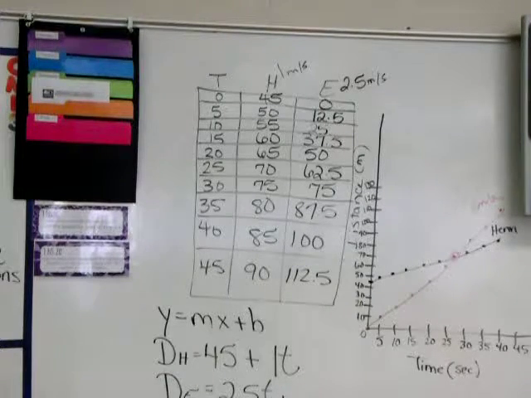So our focus question was, how does the pattern of change for a linear relationship appear in a table? How does it appear in a graph? And how does it appear in an equation?